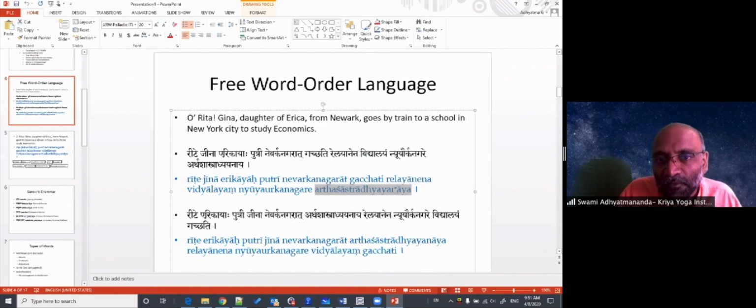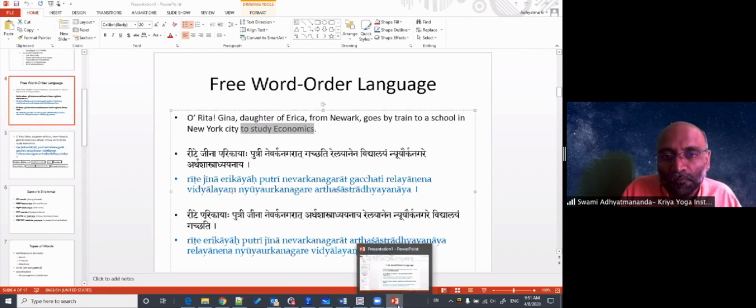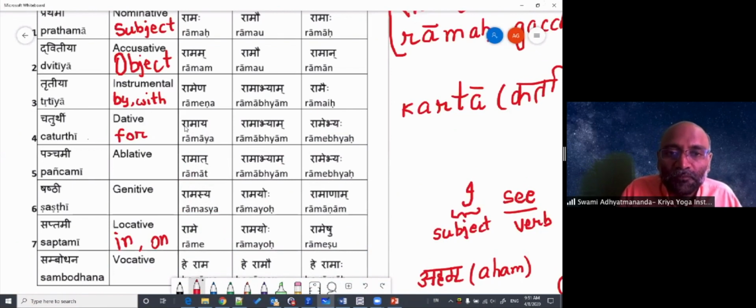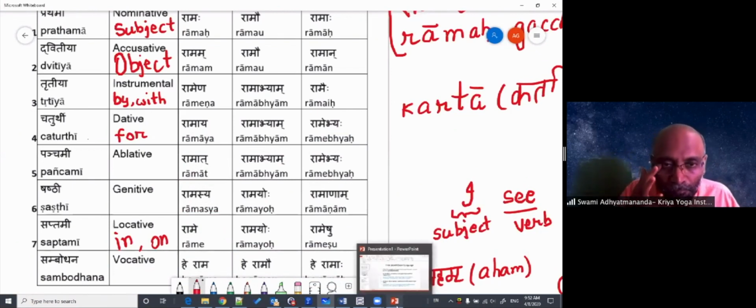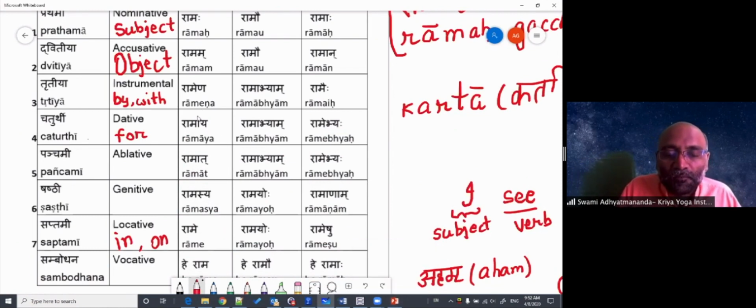Arthashastradhyayanaya. You see this form? To study economics. Arthashastradhyayanaya, the fourth case. In other words, for studying economics. That is the fourth case. So dative would be, you see, Ramaya, Arthashastra, Adhyayanaya, the endings are the same. So Ramaya will be used in the fourth case.